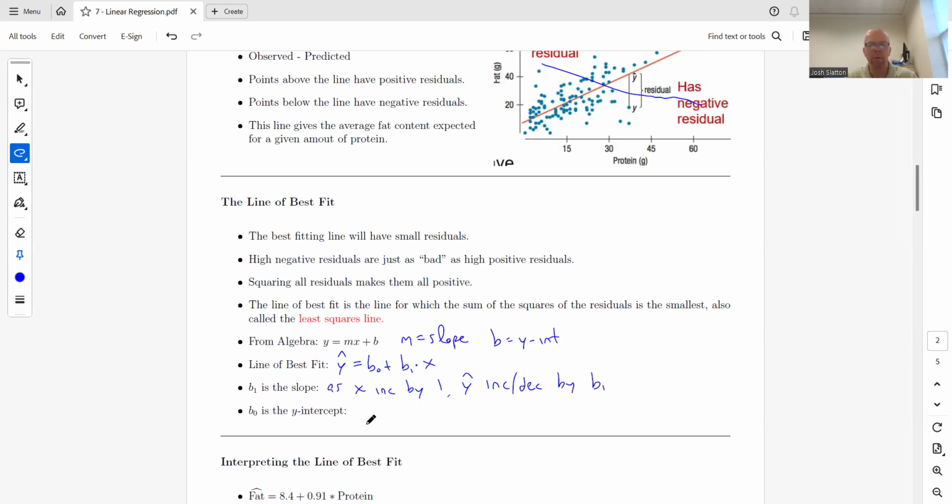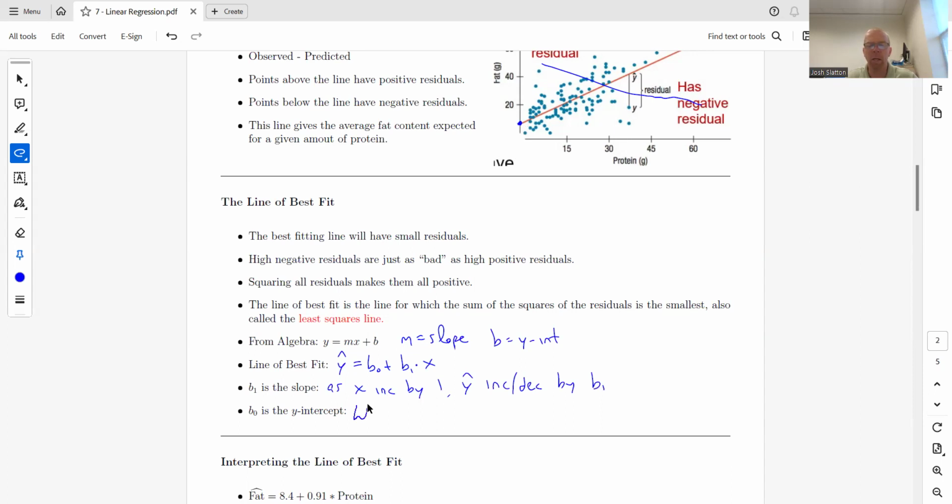B0 is the y-intercept. What does that mean? Well, the y-intercept is wherever it crosses the y-axis. And what's the x value at the y-axis? The x value is 0, and then the y-intercept is whatever that y value is.